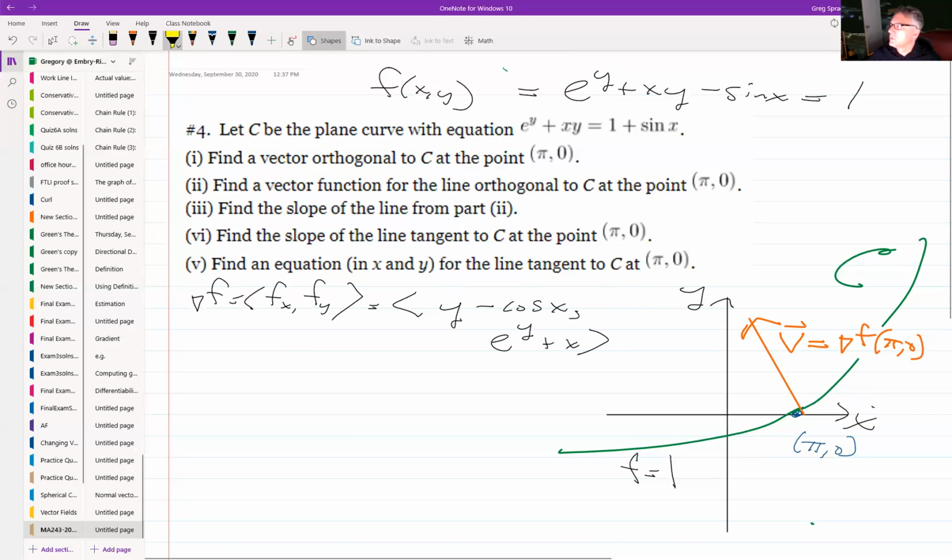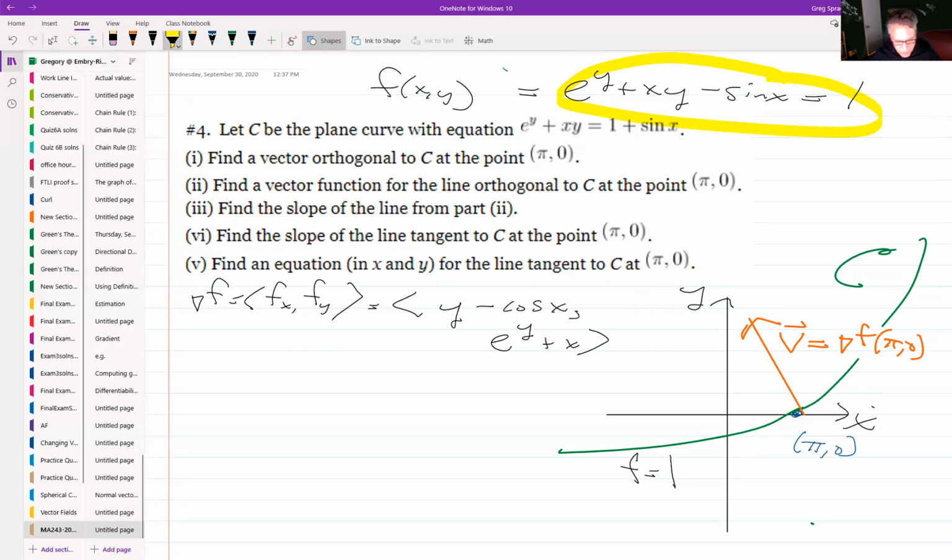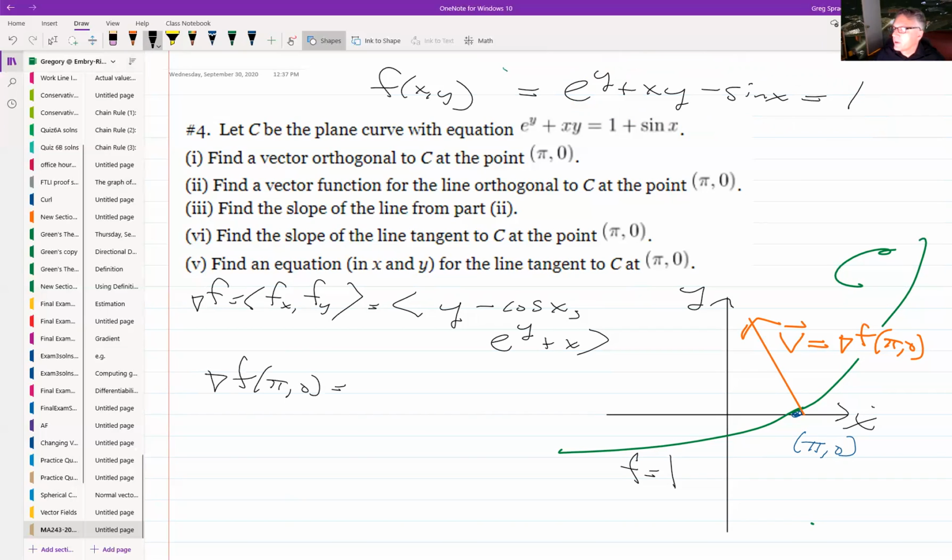Now, you can't solve this equation algebraically for y, and you can't solve it for x either. So this is the only good way to do this problem. So after finding the gradient, we plug in the point, pi, 0. The gradient of f at pi, 0 is 0 minus negative 1, e to the 0 plus pi, which is 1 plus pi. Okay, so that's the answer to the first part.